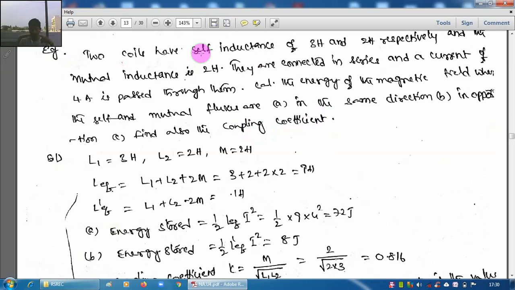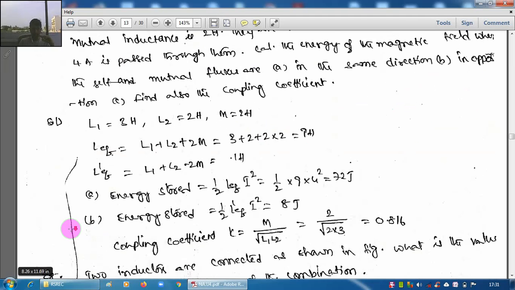coupling. So it is given that the two coils are connected in series. In the first case the fluxes are in the same direction, meaning series aiding. In the second case the fluxes are in the opposite direction, meaning series opposition.